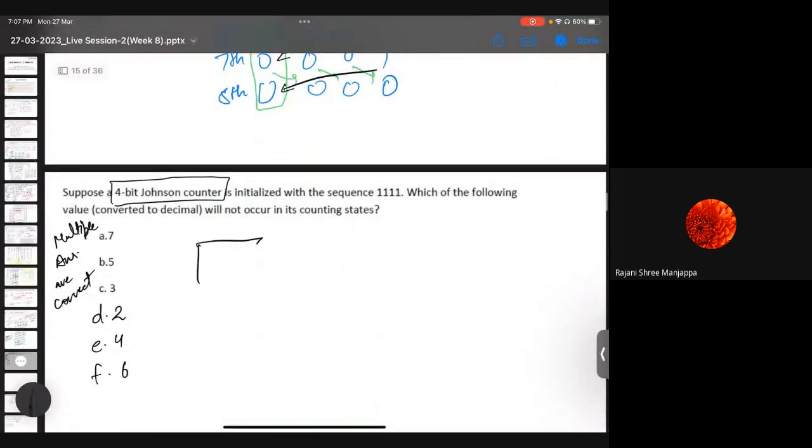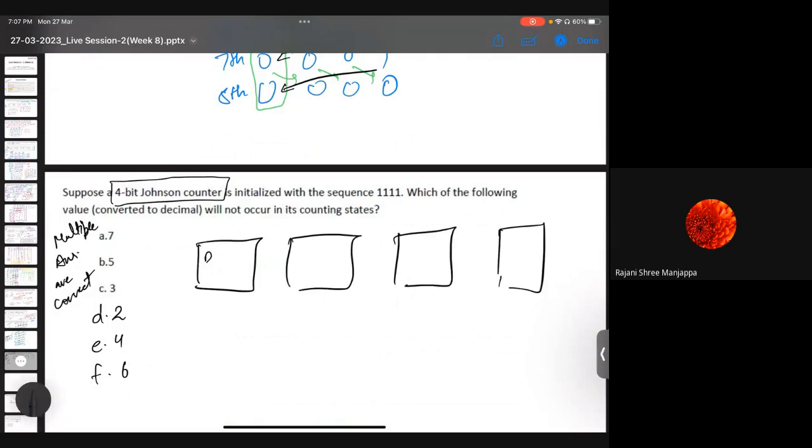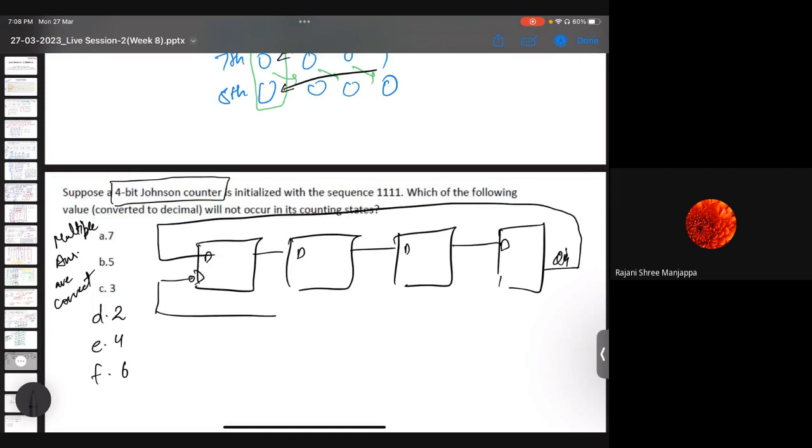So I'll make a circuit of a Johnson counter. Maybe you can take a D here. So 4-bit. The only difference in the Johnson counter is that the last bit is getting complemented. So this is Q4 bar. It is getting added here. And then we have a clock. Is it fine? This is Q1, this is Q2, this is Q3.